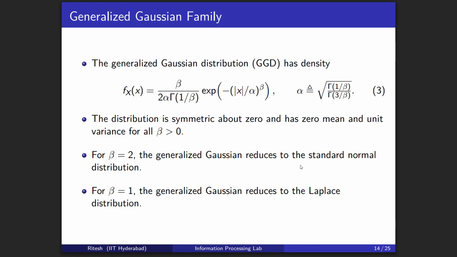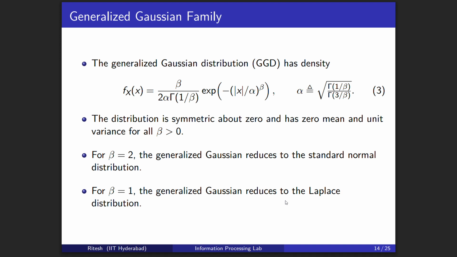Now we'll discuss the generalized Gaussian family in more detail. We have analyzed our protocol for the generalized Gaussian distribution. The generalized Gaussian distribution has a density that one can see in equation 3. The distribution is symmetric about 0 and has zero mean with unit variance for all beta greater than 0. If we set beta equal to 2, the generalized Gaussian reduces to a standard normal distribution, and if we set beta to 1, it reduces to a Laplace distribution.